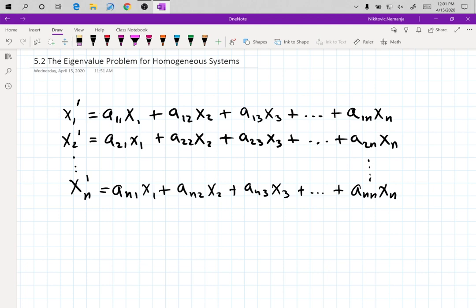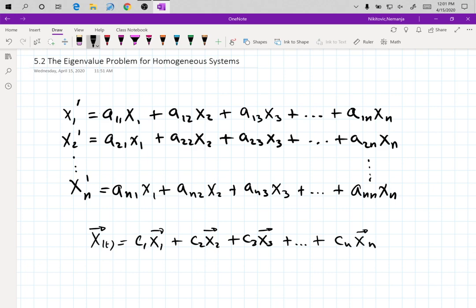So we'll just call it x of t, and that's a vector, obviously, because that's all of the x1, x2, x3, and so on. So that's c1 x1 plus c2 x2 plus c3 x3 plus ... cn xn. So these are all of our solutions, and the solution technically works the same way as it did before.